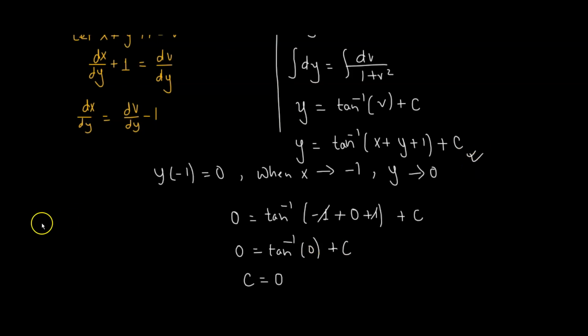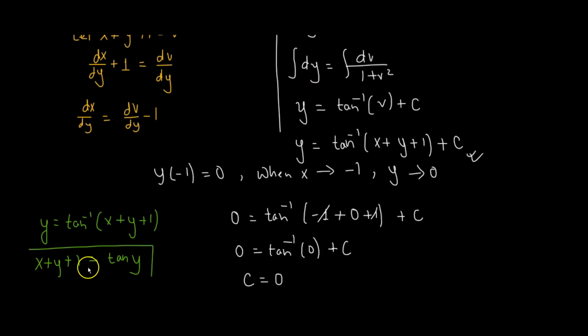Let's substitute this value here, and that gives us y equals tangent inverse of (x + y + 1) plus 0. And if we take the tangent function on both sides and rearrange the equation, we should get x + y + 1 equals tangent of y, and this is the required solution to our given differential equation.